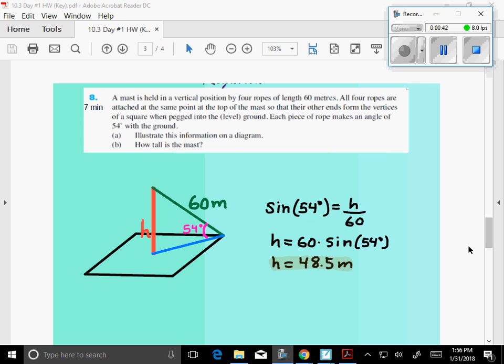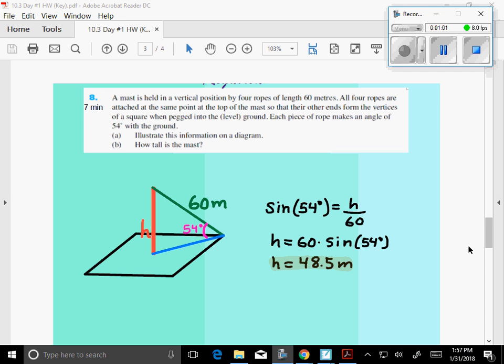I've got 4 ropes. Why didn't I draw all 4? Because I don't care, because they're all 4 the same, right? So the height of that mast, the red mast, is determined by an angle and a side. That side is the hypotenuse, right? And it's 60, and our height, h, would be the opposite side.